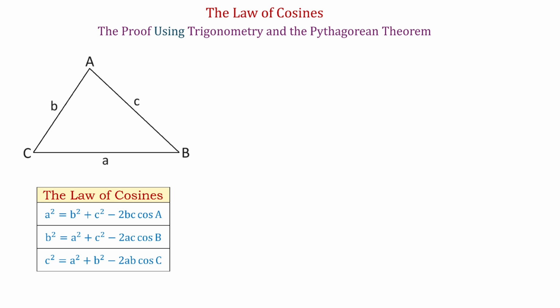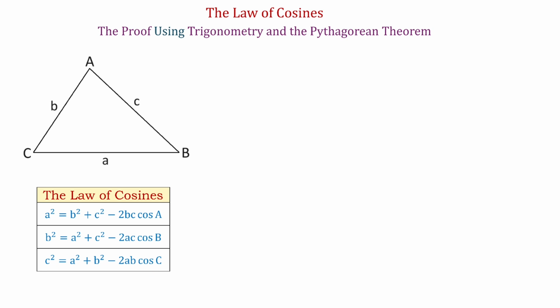In this video, we will have another proof of the law of cosines, and we will take one of these formulas, for example, the last one, and we will prove it using trigonometry and the Pythagorean theorem. So we will show that c squared equals a squared plus b squared minus 2ab cosine of angle C.